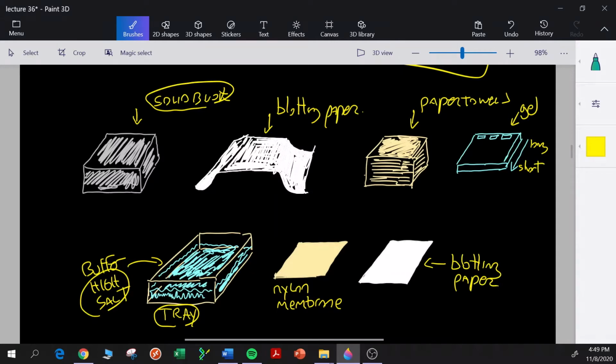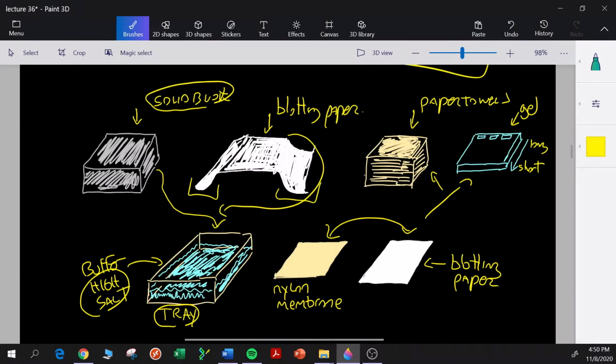Now the nylon membrane and this little blotting paper right here have both been cut to the size of the gel. The paper towels have also been cut to the same size. What we're going to do is put this solid block into this tray of buffer. We're going to put this big piece of blotting paper over the block, and these ends are going to hang in the buffer. So the buffer is going to flow up into the blotting paper.